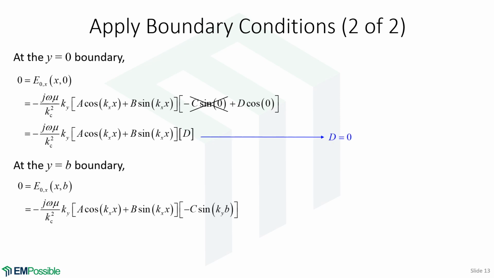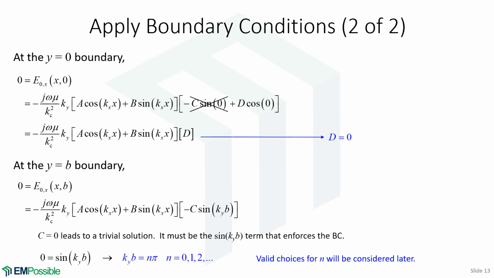Now let's look at the boundary condition at the top of the rectangular waveguide. That's at y equals b. So we're still applying this to E naught x. We set y equal to b. Over here, we have a minus c sine k_y b. The d term that was over here is gone because we found that d equals 0. Now if we set c equal to 0, then our entire solution is 0, and that's not physical. That can't be. Therefore, it has to be the sine term that's making this entire expression 0.